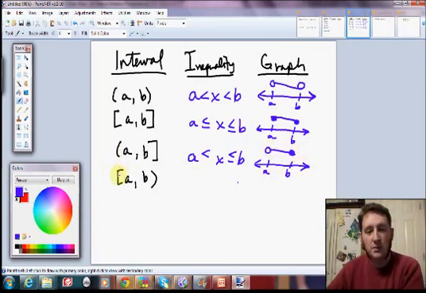Well, what does it mean if it's bracket A, comma, B, parenthesis? That's just the reverse version of the one above it. A is a closed endpoint. B is an open endpoint, and you connect those.